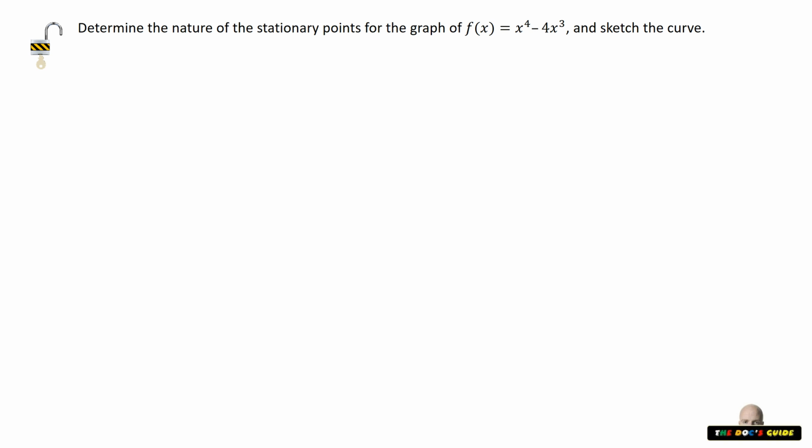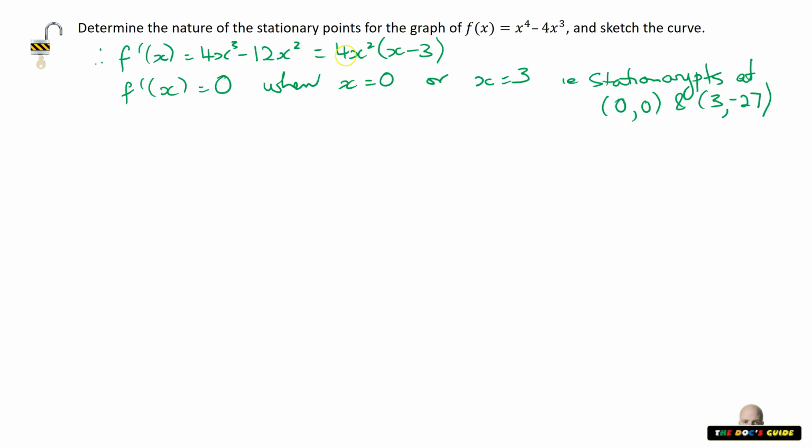So for this example here, we want to determine the nature of the stationary points for this graph and sketch the curve. So we need to take the first differential, find where it's 0 to get the stationary points, and then find the second differential at those points. Now, so you don't have to watch me write, I'll put that down now. You can see our first differential, when we factorise it, is going to give us values of 0 and 3 to make the first differential 0, in other words, to give us a stationary point. And so the points themselves, when we put these x values back into the original function, will be (0, 0) and (3, -27).